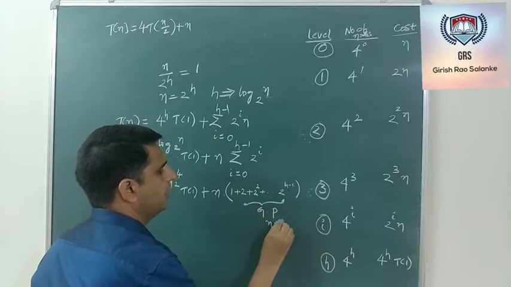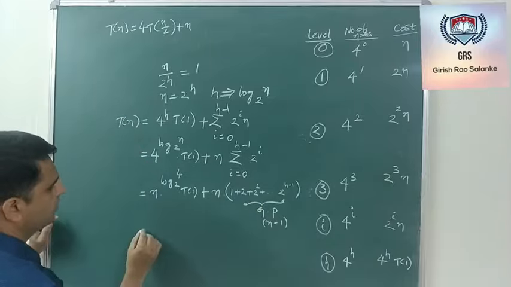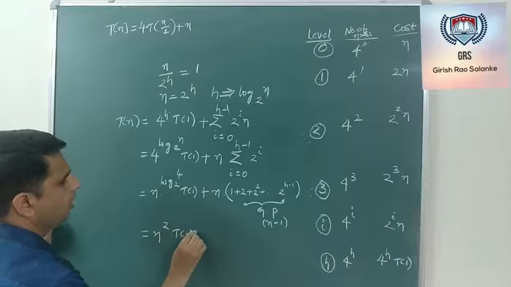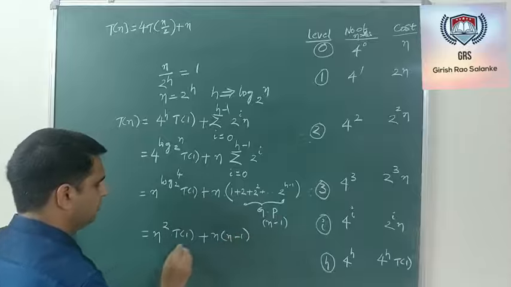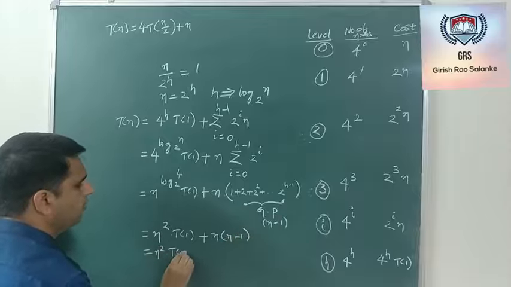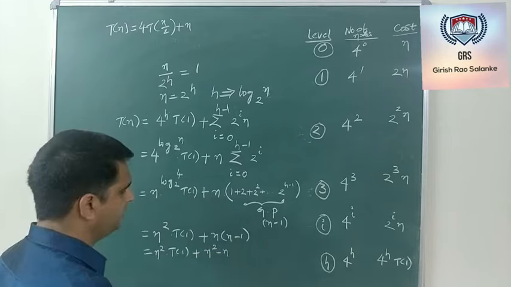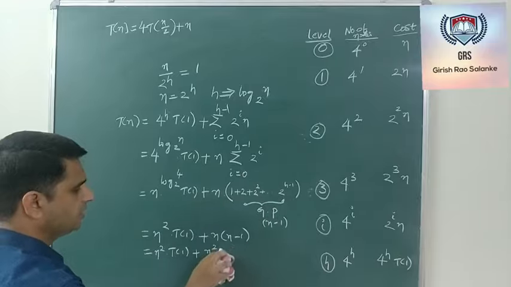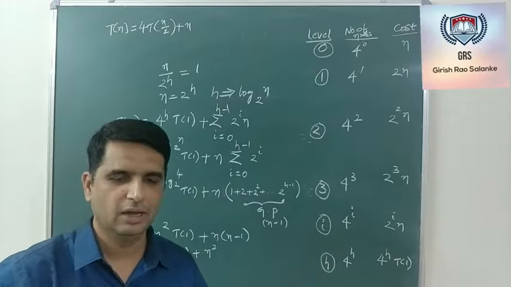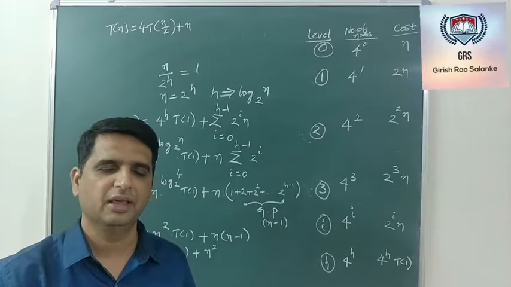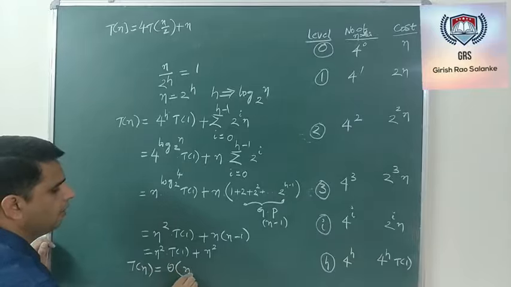Now, you see that this is a geometric progression whose value is n minus 1. I can say that this entire value can be generalized to n minus 1. So this is nothing but n square into T of 1 plus n into n minus 1. So this is n square into T of 1 plus n square minus n. Asymptotically I can write this as n square minus n, I'll just have this n. On both the sides you have n square. Asymptotically both parts grow at the same rate. They are the same. So I can say that T of n is equal to theta of n square.